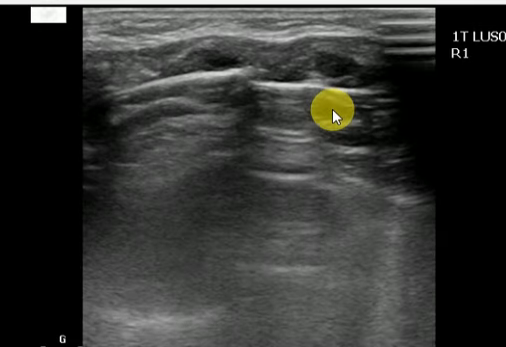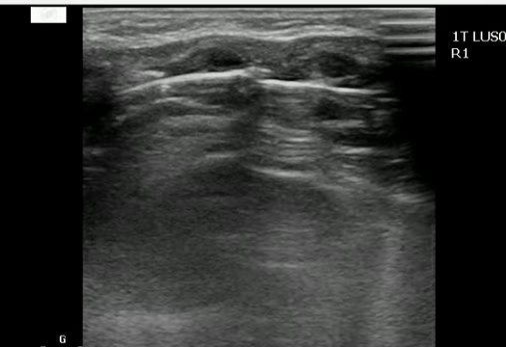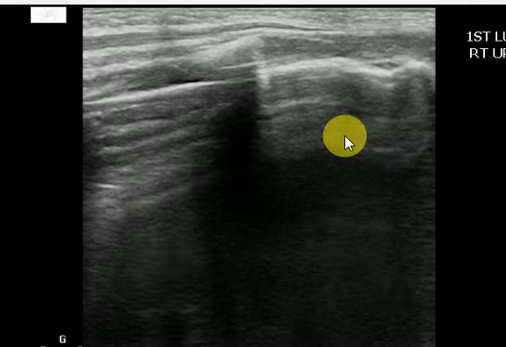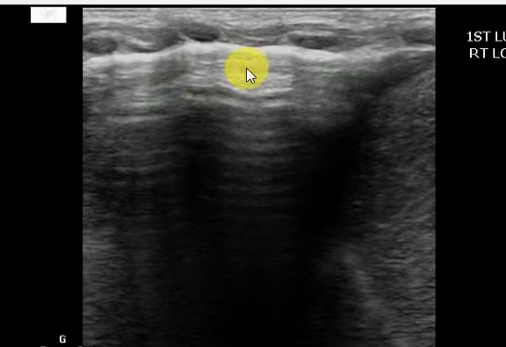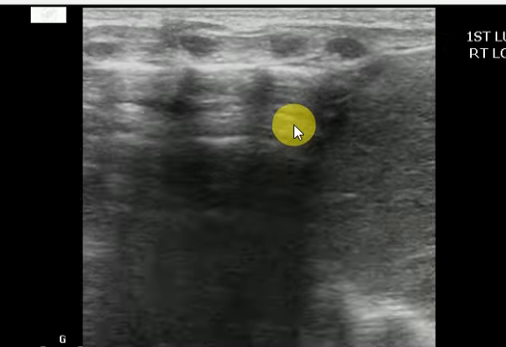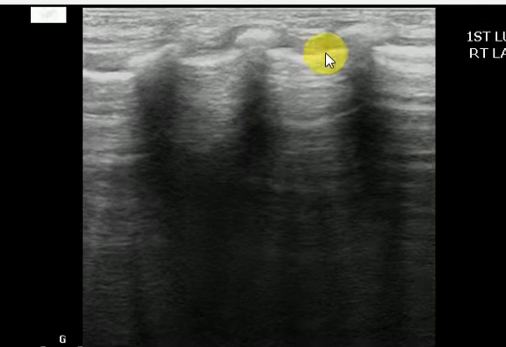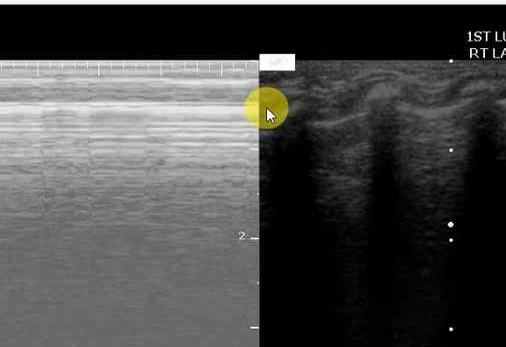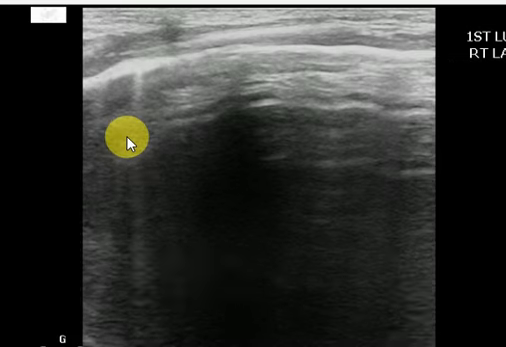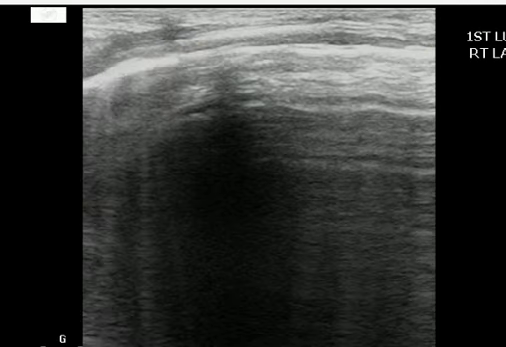Here it is a mirror rib. Also there is no lung sliding. See, there is no lung sliding. See the barcode. This is the lung point here. This is lung sliding, and there is no lung sliding here.